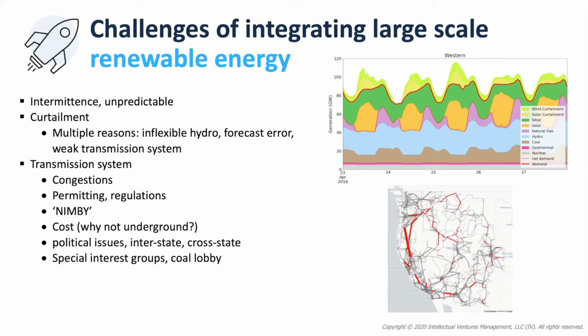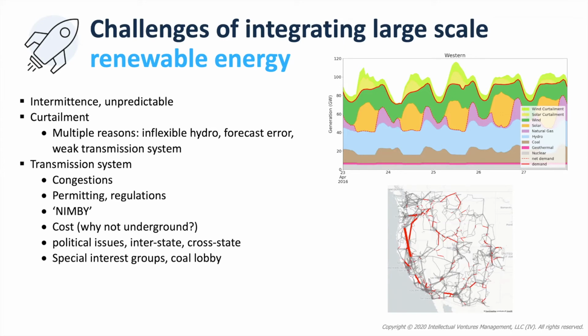So how can we get rid of congestion? We can build more transmission lines, but there are some other hurdles there. There are regulatory issues, the not-in-my-backyard mentality, and it's very costly to build the transmission lines in the ground. There are political issues and special interest groups like the coal lobby that just want to keep the status quo.